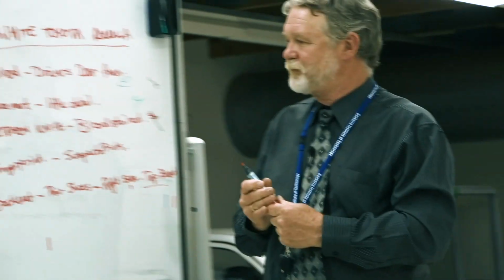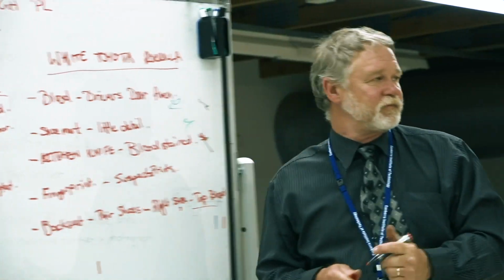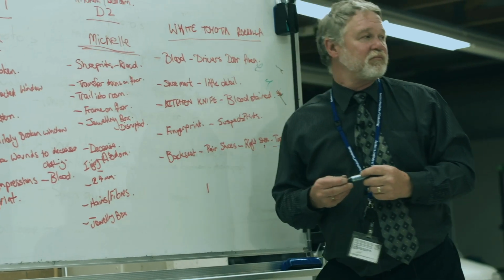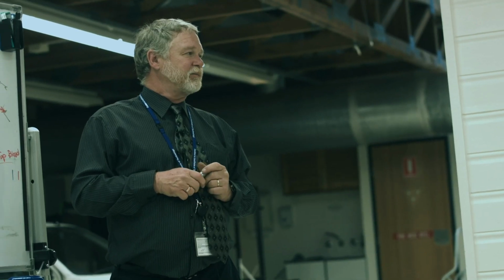We found some hairs or fibres on the window in the kitchen, and then there was a long dark brown hair caught up in the jewellery box as well. It would be good to just get a description of the suspect in terms of his hair colour. Yeah, it's dark.